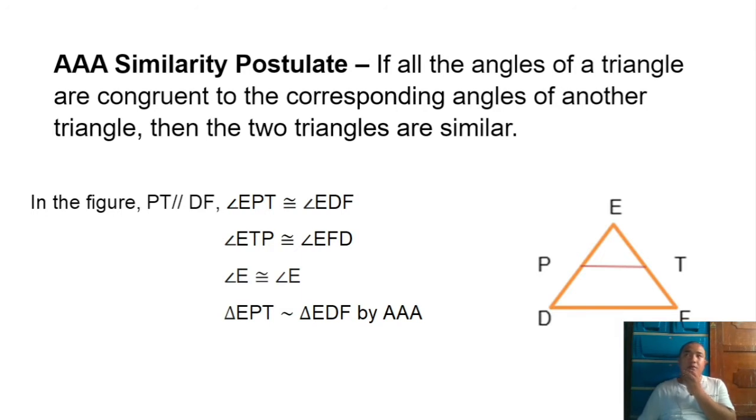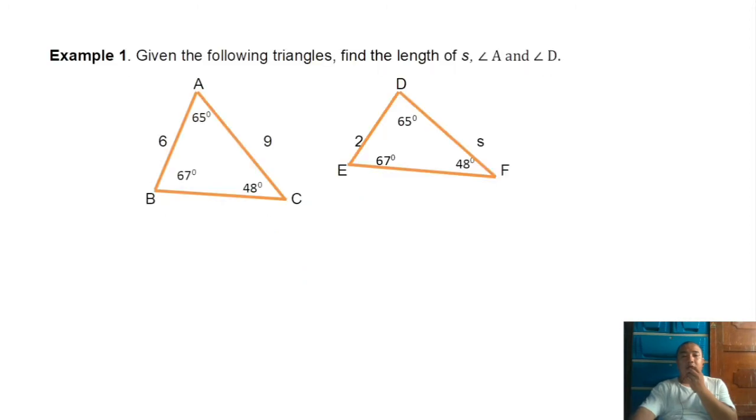So when we say similar, not necessarily do they have the same size. As long as their angles are equal and their sides are proportional, then two or more triangles are similar.